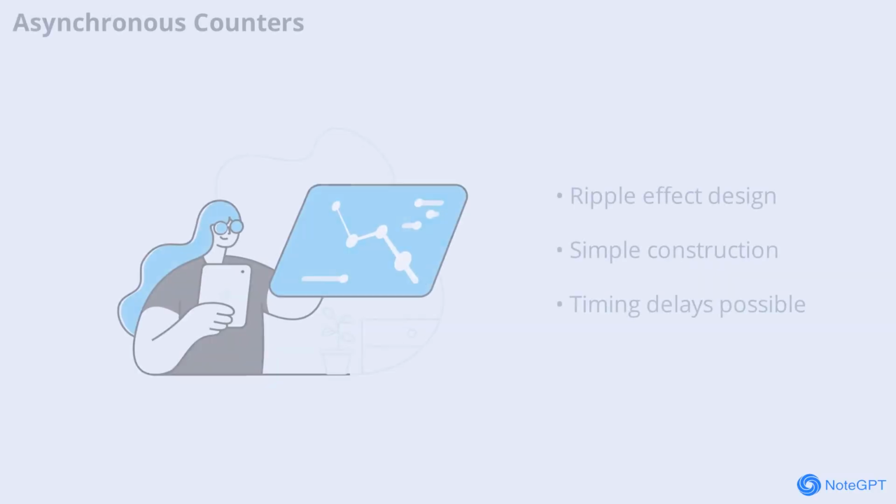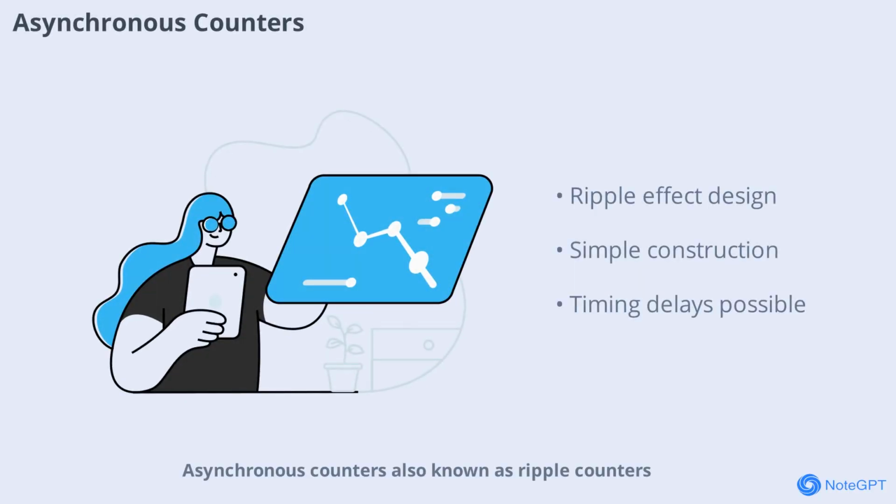Asynchronous counters, also known as ripple counters, are built by connecting flip-flops in series. The output of one flip-flop serves as the clock input for the next. This design is simple but can lead to timing issues as changes ripple through the flip-flops one by one. Asynchronous counters are suitable for low-speed applications where precise timing is not critical.